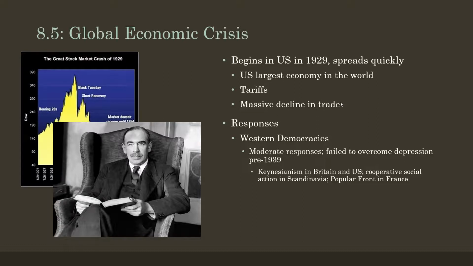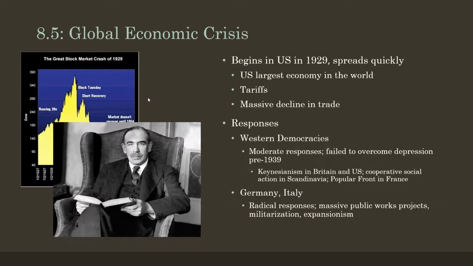France is going to have a Popular Front government, which is an alliance of left-wing movements, including the Communist Party. There's a Workers' Party. There's a Radical Socialist Party. They are all going to combine to create the Popular Front in 1936. So this is a pretty left-wing liberal government. Again, moderate success.